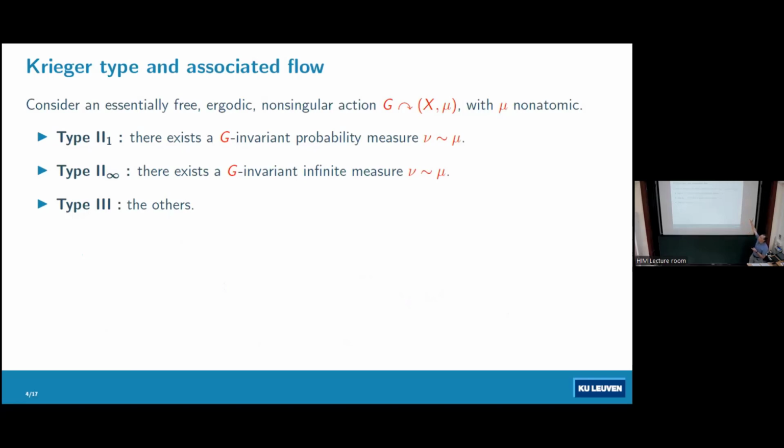By the way, let's assume that the measure is not atomic. So let's rule out the type 1 case all the time. Type 2-1 if there is an invariant probability measure equivalent to mu. Type 2 infinity if there is an infinite measure that's invariant under the action and equivalent with mu. And then type 3 are all the others. And then we need some variants of modular theory to distinguish between the different type 3s.